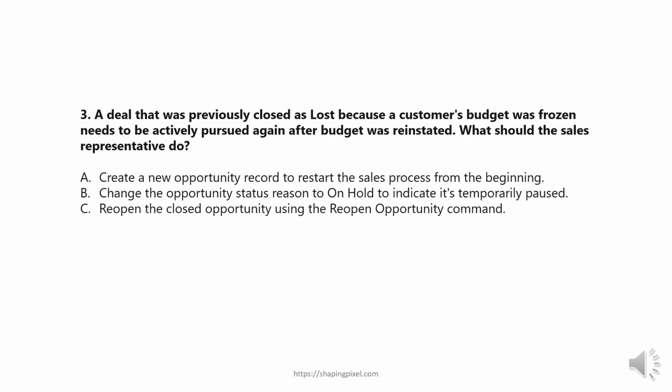A deal that was previously closed as lost because a customer's budget was frozen needs to be actively pursued again after budget was reinstated. What should the sales representative do? Create a new opportunity record to restart the sales process from the beginning. Change the opportunity status reason to On Hold to indicate it's temporarily paused. Reopen the closed opportunity using the Reopen Opportunity command. Correct answer is option C.